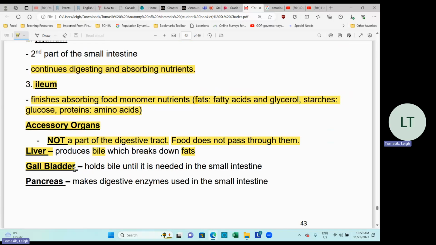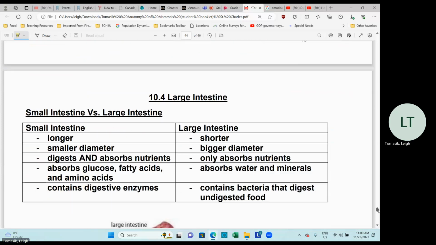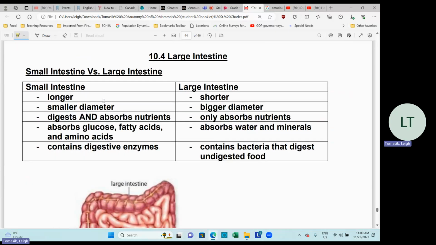And bile is a chemical that aids in the chemical digestion of fats. Your gallbladder holds the bile until you eat something fatty, until it's needed in the small intestine. And your pancreas makes digestive enzymes, the protease, the amylase, and the lipase that are used in the small intestine. So these three accessory organs help the digestion of foods in the small intestine, but the food doesn't pass through any of them. They just make enzymes and other chemicals that aid in chemical digestion. Okay, so we're getting to the end of the digestive system. Now we have the large intestine.